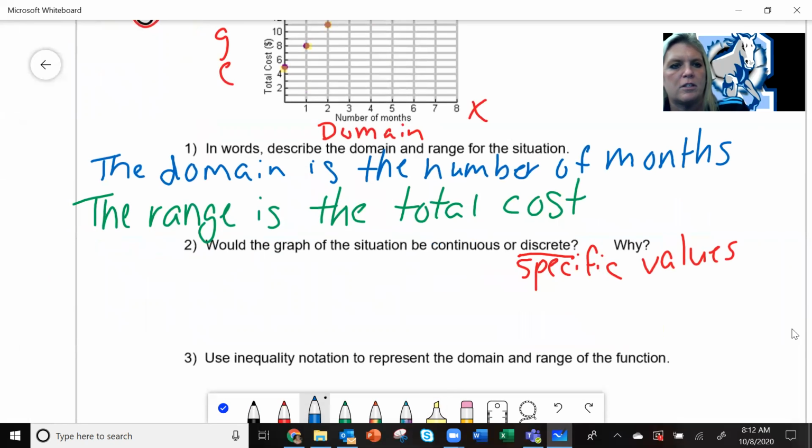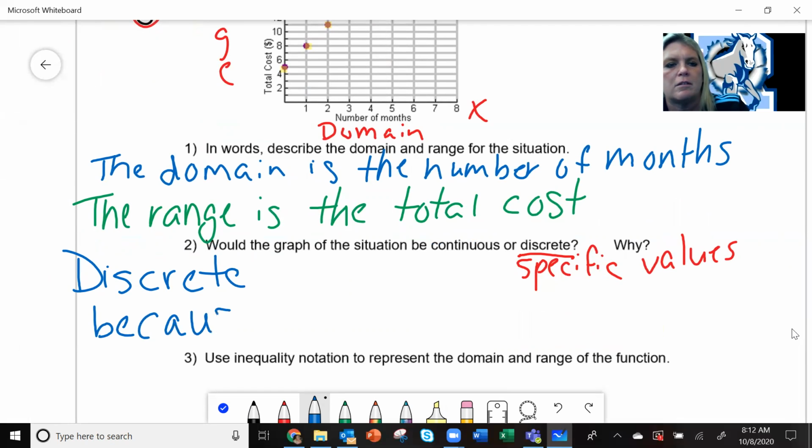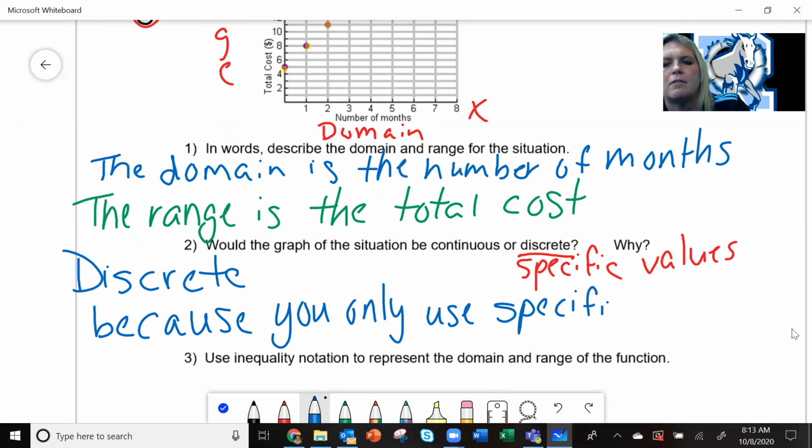See if I can write this down here. Discrete because you only use specific values. And in this word problem, it's talking about an initial fee and a monthly fee. You're only paying for your amounts each month. So you don't have to pay for a half a month. It's each month, so it's specific values, and that's why it's discrete.